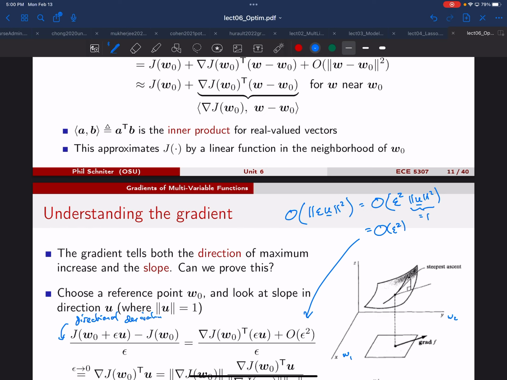Okay, so is everybody okay with that first step there? So we used this equation to rewrite the numerator in terms of what's really important. We're not going to get distracted by all the details of this, we're just going to represent that by this big O of epsilon squared.